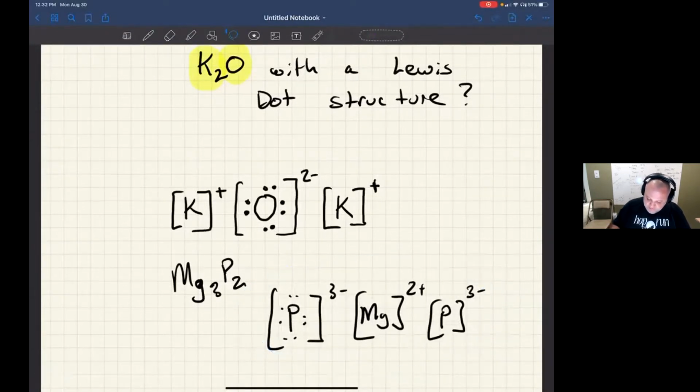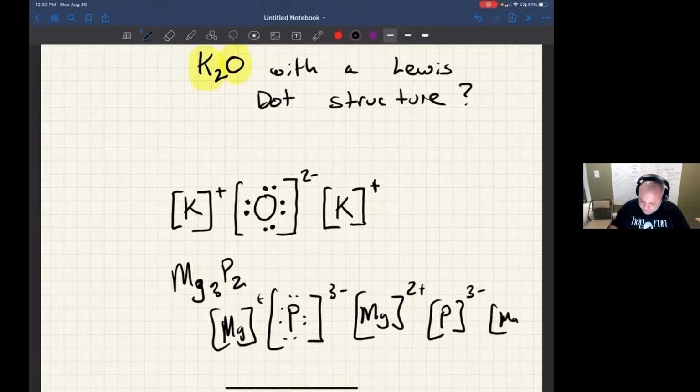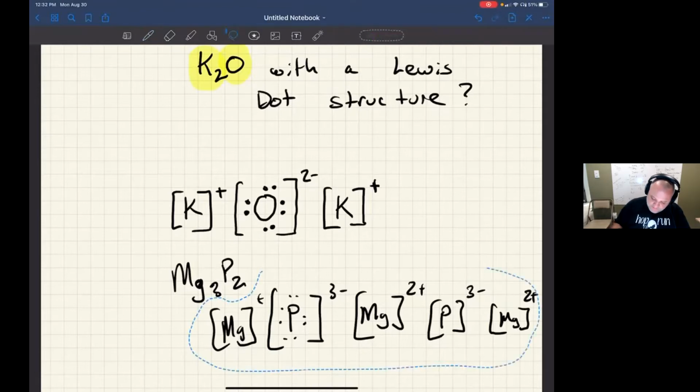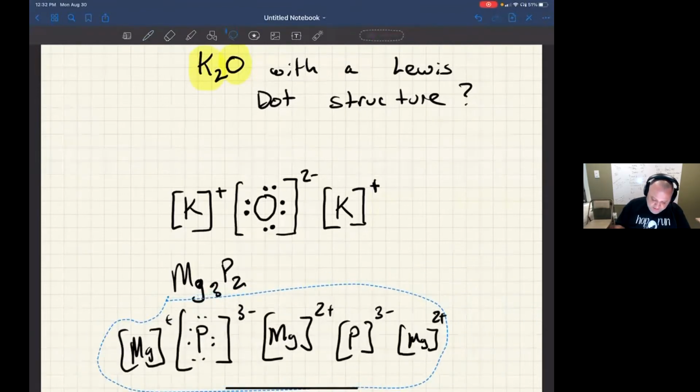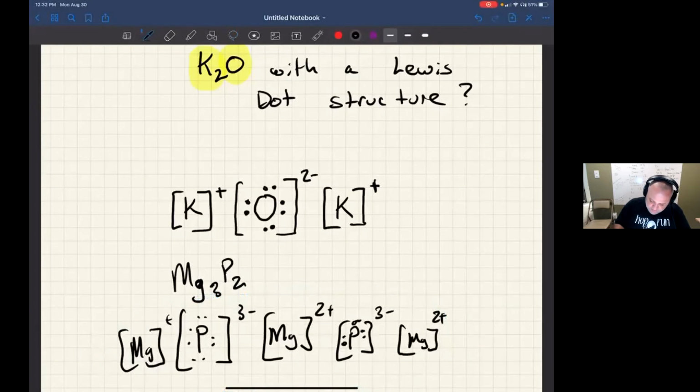And we would try to spread out the magnesiums around the negative ions. And so there would be 3 of them. Maybe we would do it like this. This doesn't absolutely represent the individual formula unit of the ionic compound, but this is just how we would represent it with Lewis dot structures.